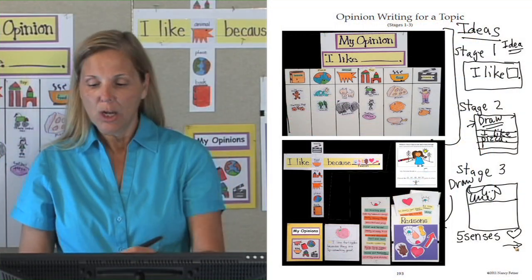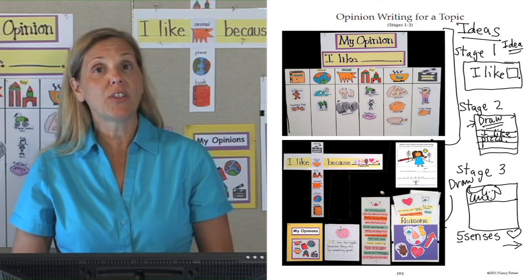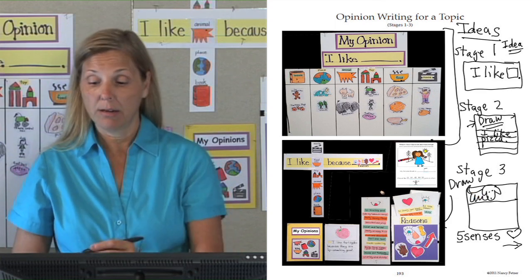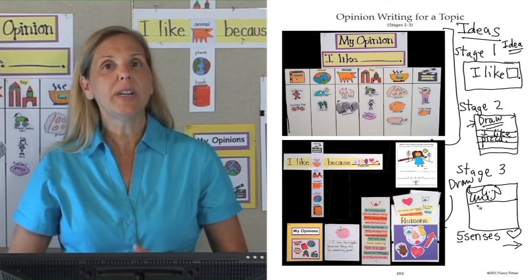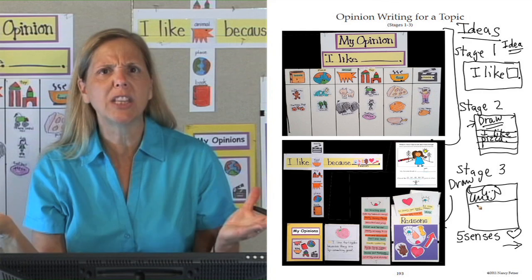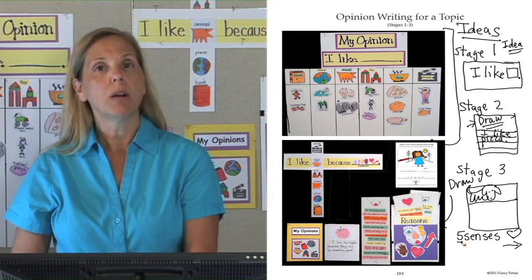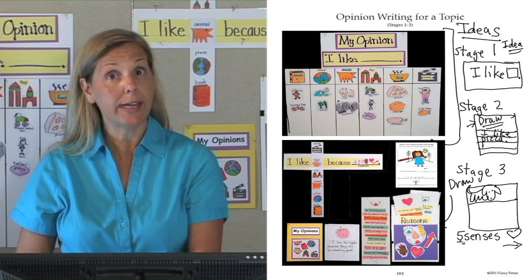So in this case, we looked at stage 3. We came up with first, identifying just our opinion. I like dogs. Then we said, after I have an opinion, I like dogs, back it up. Tell me the reason why. Why do you like dogs? Then we said, will I use one of the 5 senses to tell you why I like dogs?